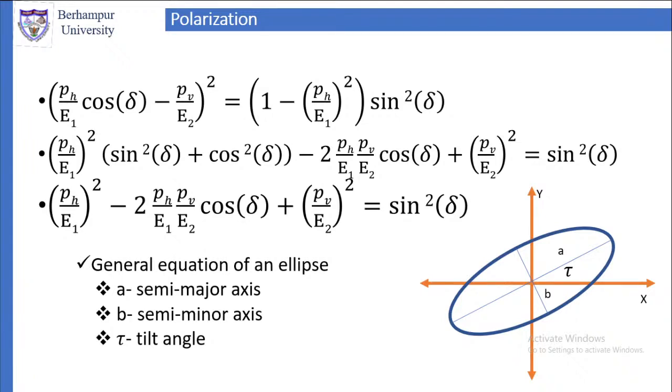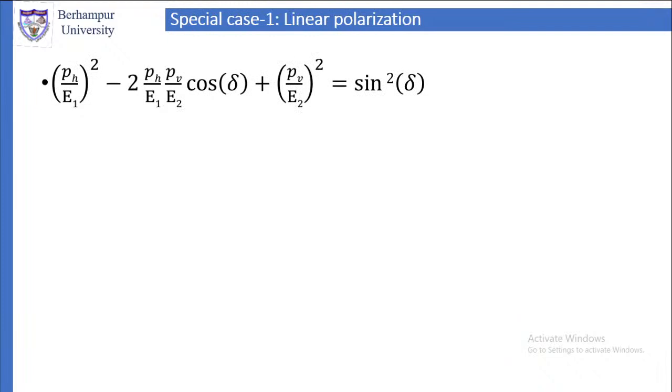So, in general, when we analyze an ellipse in coordinate geometry, an ellipse has a semi-major axis A, semi-minor axis B, and a tilt angle tau, which is the angle between the semi-major axis and the x-axis. Now let us consider some special cases. We started with the general equation of the ellipse, which is (ph by e1)^2 minus 2 ph by e1 into pv by e2 cos delta plus (pv by e2)^2 is equal to sine^2 delta.